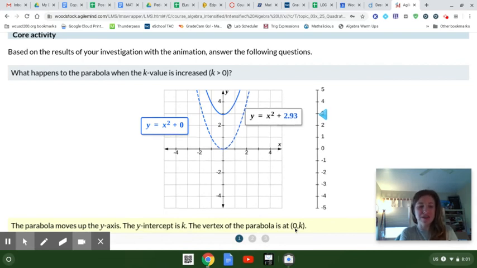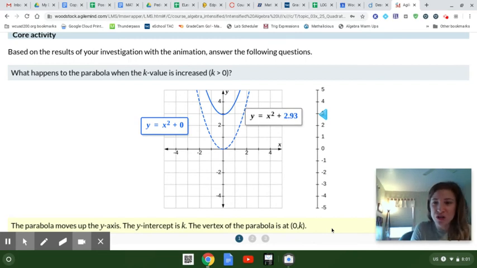and the vertex is at the point 0, k. This is exactly what you should be writing in 7a in your book. The parabola moves up or shifts up. Parabola shifts up. And you can say it shifts up the y-axis. And the vertex is going to be at, if you added 3, 0, 3. If you added 5, it would be at 0, 5. So we can say the vertex is at 0, k.